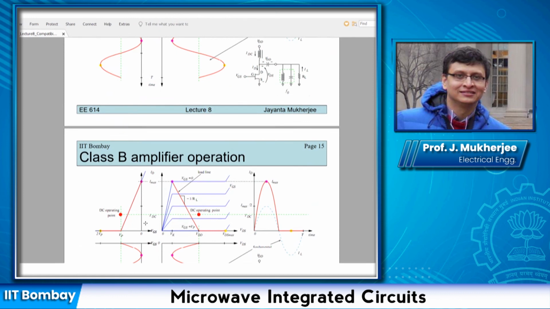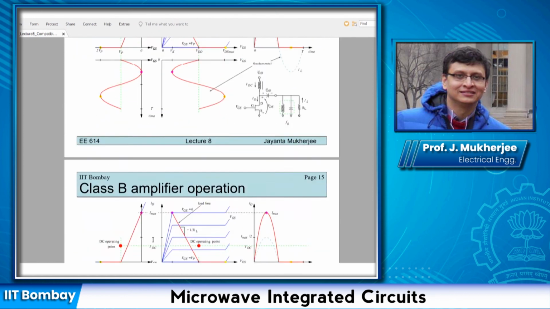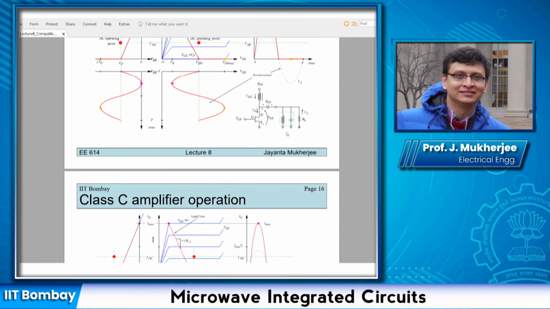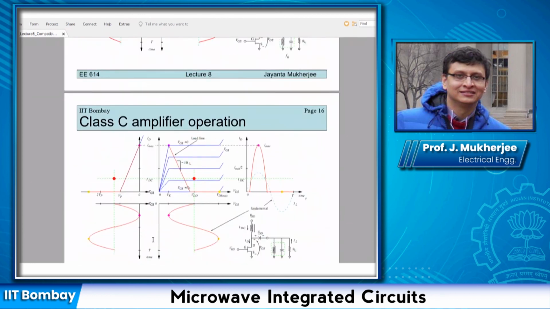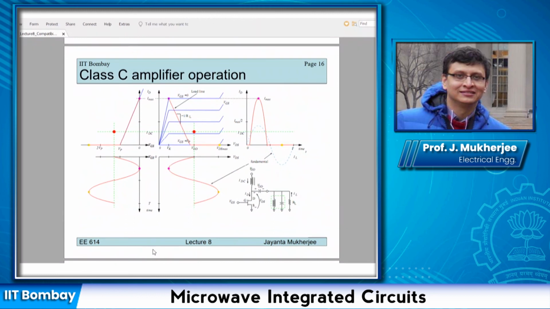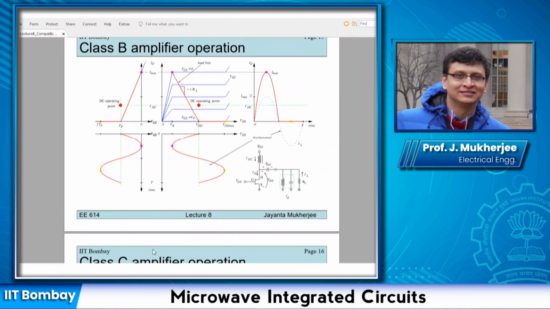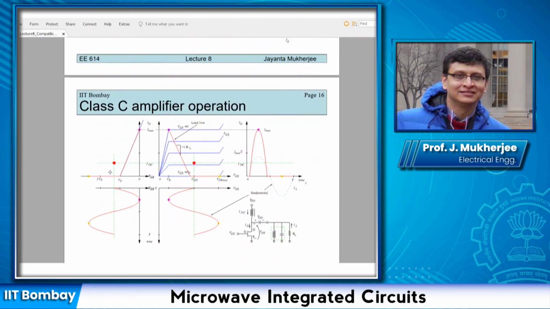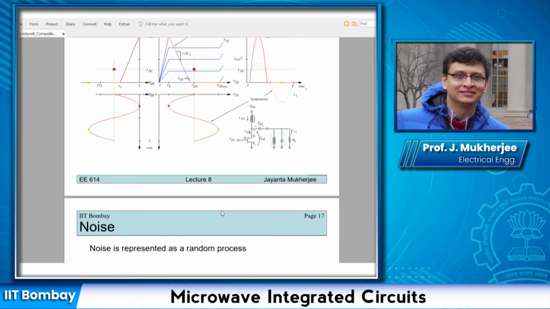Now I would like you to do the same thing for the class C amplifier that is given here, and I would like you to show how using these biasing conditions we are obtaining less than 180-degree conduction angle. Okay, so that I leave as an exercise for you.